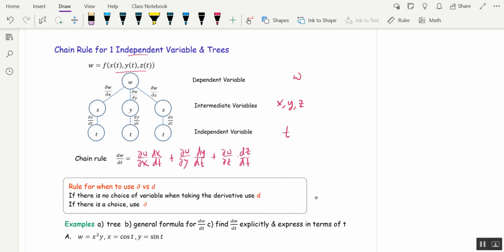So you might be wondering why sometimes I'm using a del and sometimes I'm using a d in this formula. And the rule is right here in this box. If you're at any given variable and below you is more than one variable, so for example, if I'm at W, below me there's an X, Y, and a Z, those derivatives are partial derivatives. If you're at a variable like X and there's only one variable below you, then that's a regular derivative. Okay, so let's try this out.